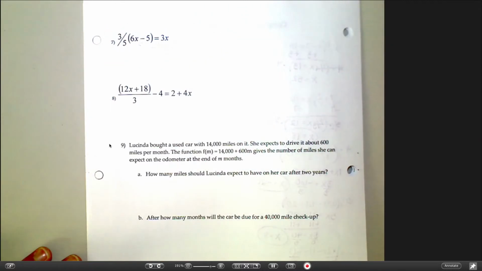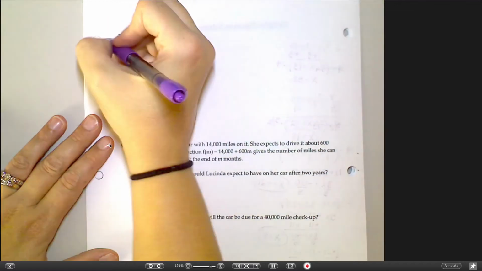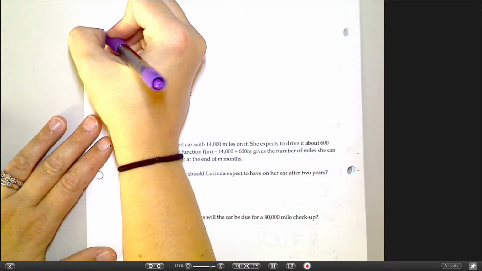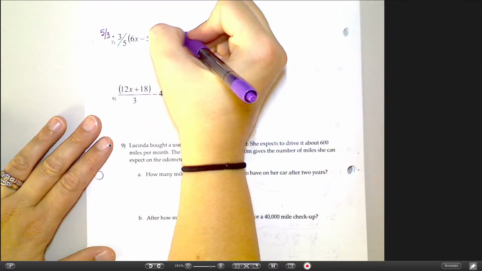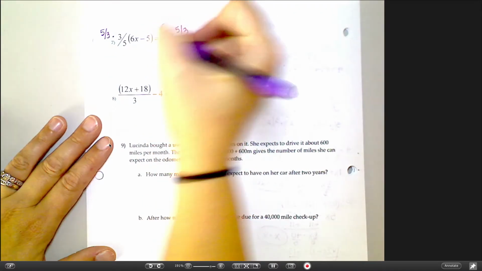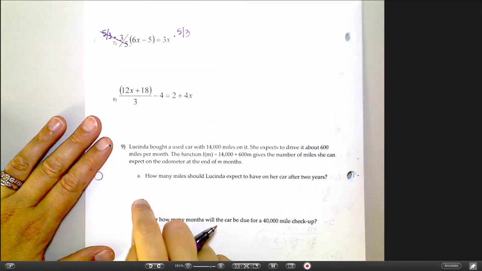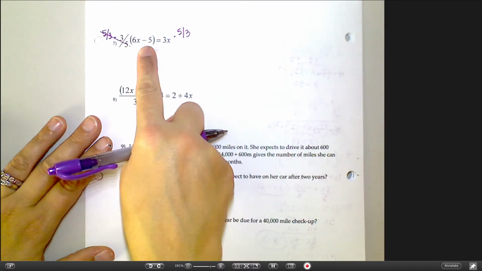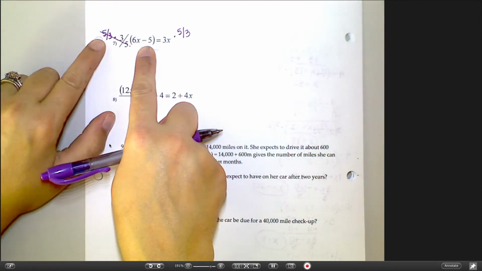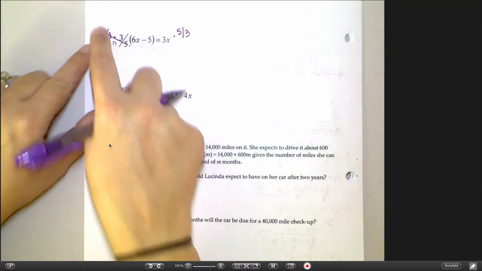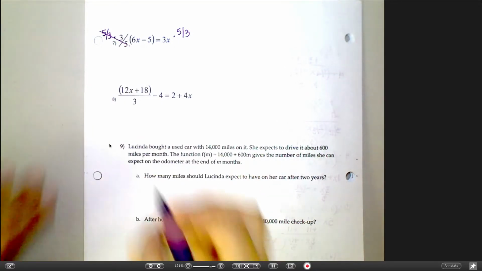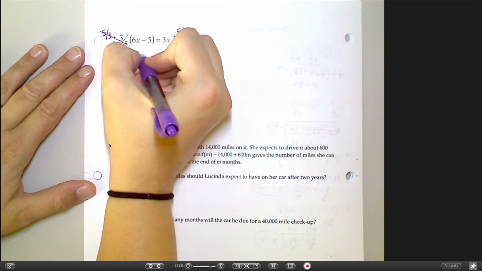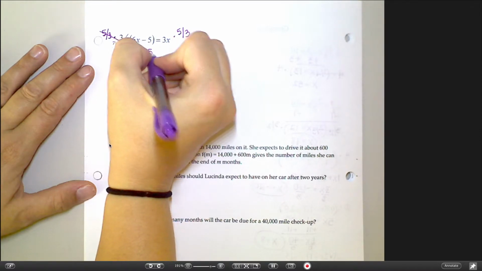What could we do to get rid of the 5 and the 3 at the same time? Lucas? Okay, so multiply by the whole reciprocal, which is 5 over 3. So multiply by 5/3. Now these are just going to cancel, but because this is being multiplied by this, you don't have to distribute that 5/3 into here, because you already took care of that on the outside. So that 6x minus 5 is just going to stay as is.